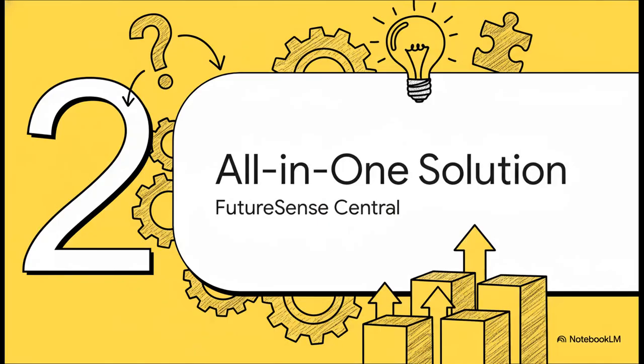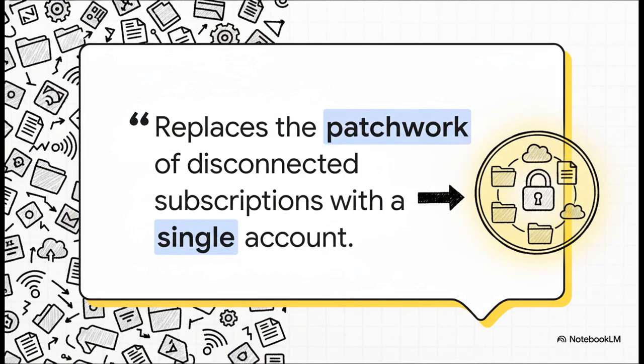So, okay, that's the problem. It's a big one. But what's the solution? Well, in this explainer, we're going to focus on one specific all-in-one approach that's been getting some buzz. It's called FutureSense Central, and we're going to see how it actually works. The whole idea behind it is actually super simple, but man, is it powerful. It's all about replacing that messy patchwork quilt of subscriptions with just one single, unified account. Just imagine that. No more juggling, just one single place to run your entire business.